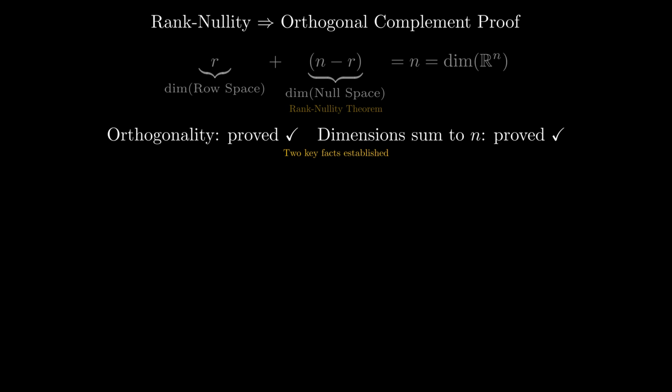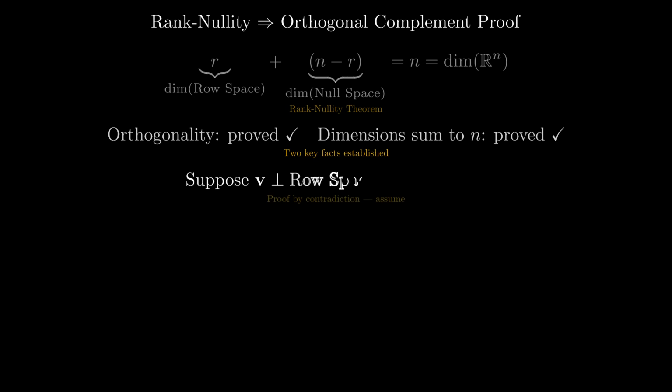Now, we already proved that these two subspaces are orthogonal. Every vector in the null space is perpendicular to every vector in the row space, and their dimensions sum to the full dimension of Rn. This means there is no room for any perpendicular vector to live outside the null space.